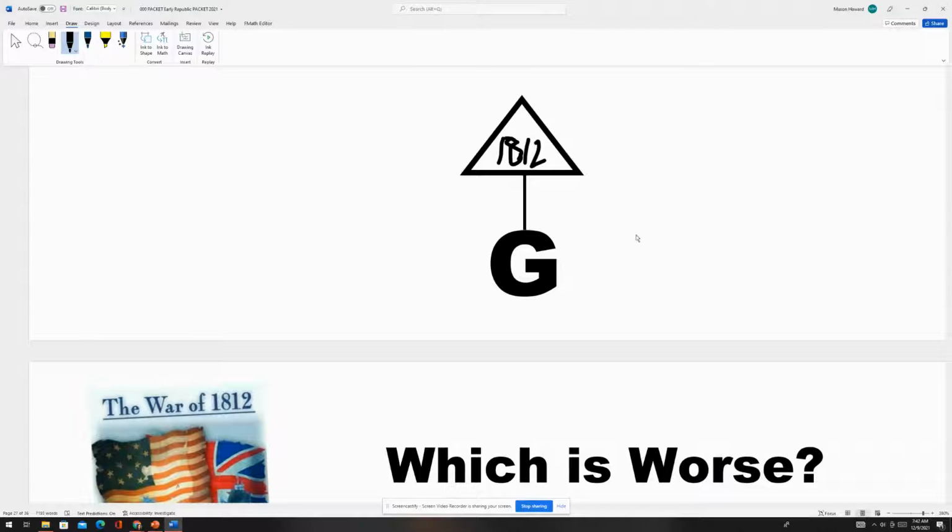You'll hear me in class call this your G boat. So it's how we draw a boat, except for the bottom part, we do a G. This is your G boat brain drain. Right, 1812. The two causes you need to memorize both start with I's. So the first one is Indian attacks.